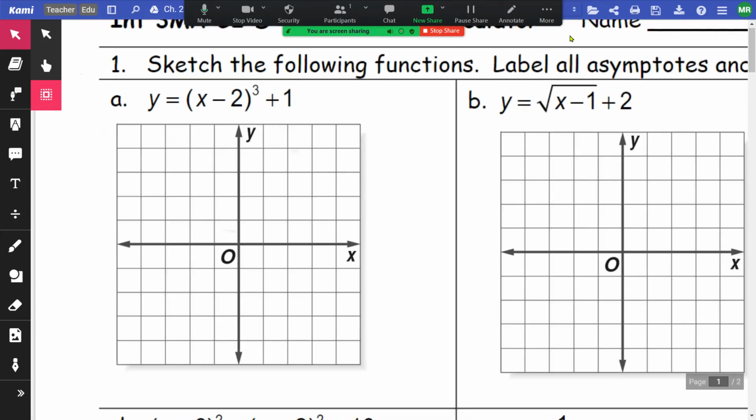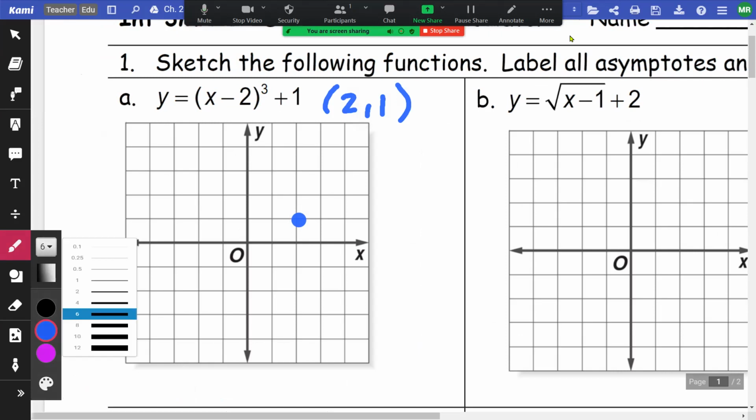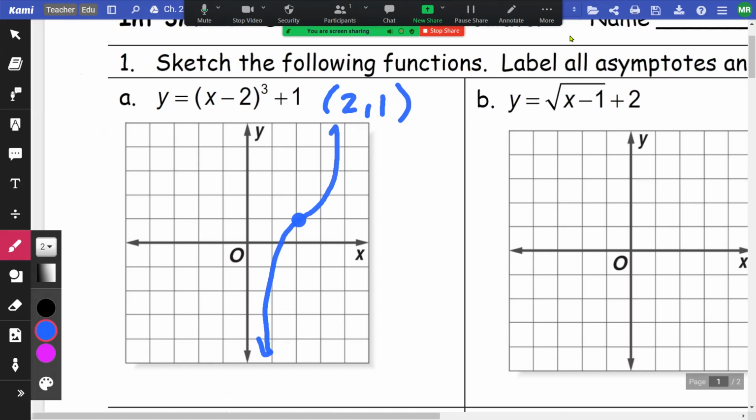Again, don't have to. So this one is a cubic graph, and its locator point, which is called an inflection point, is going to be 2, 1. So I'm going to go to 2, 1, and I'm going to put a point. Make this a little bigger. And then from here, if we're just sketching and we're going to do a rough sketch, okay, remember this is like an open down to an open up.